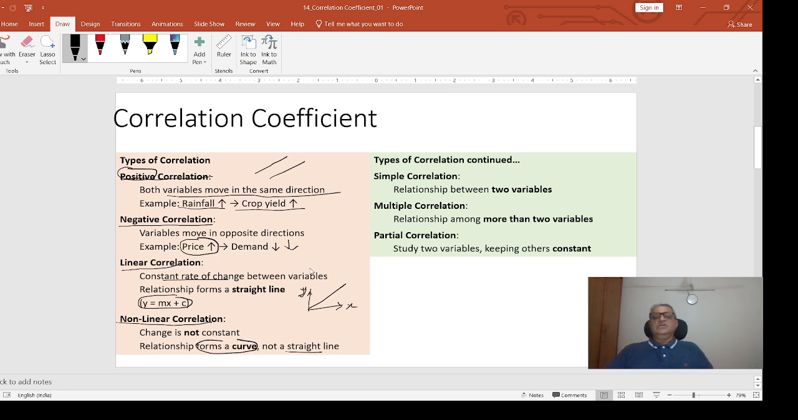Another type of correlation is simple correlation. In simple correlation, we are expected to arrive at the relationship between two variables only. Whereas in multiple correlation, the relationship is among more than two variables. In partial correlation, you study two variables, keeping other variables constant. In this series of videos, we are going to concentrate on simple correlation.